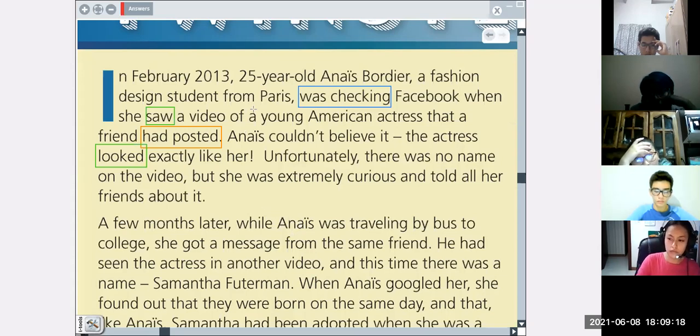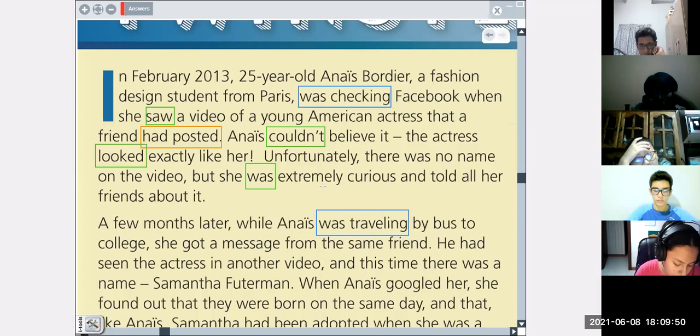Anais was traveling by bus. Couldn't. Very good. Any other verb? Anais was traveling by bus, in past continuous. Okay. Yes, in the second paragraph. And in the first paragraph, she was extremely. Yes, very good. Simple past. She was extremely. Any other verb in the first paragraph?